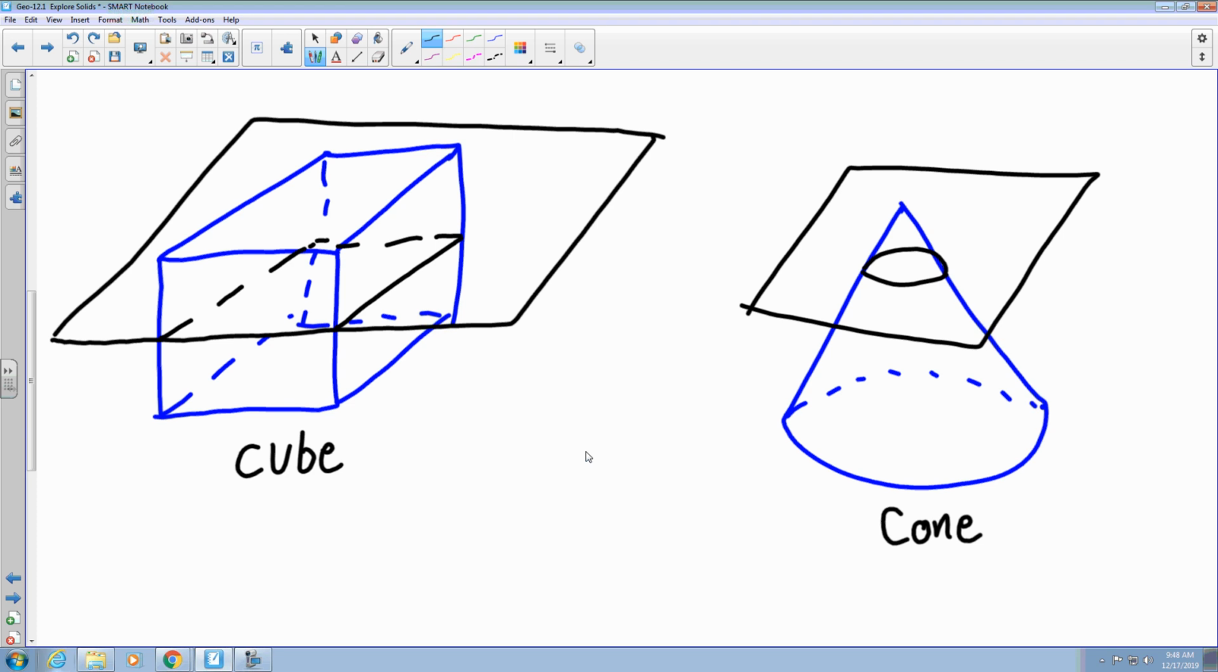So if I were to make a cross section of this cube, so remember cubes have distances that are all the same length, width, and height. If I were to take a cross section of this shape, which would be a 2D object, it would be a square. Out of this cone, if I take a cross section here, this shape right here would be a circle.